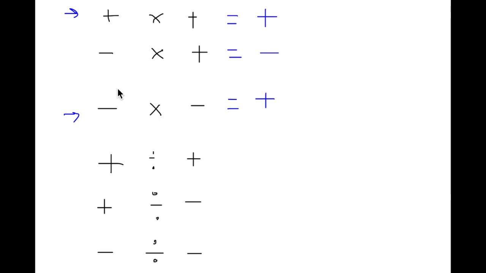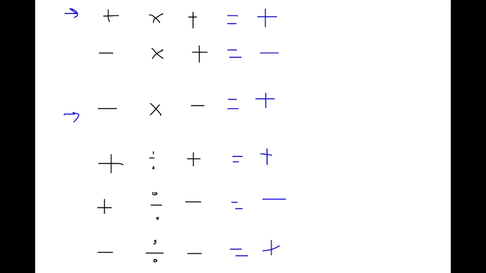And we have very similar rules for dividing. So if it's positive divided by positive, it's going to be positive. They're both the same. If it's different, if we have positive divided by negative, it's going to be a negative number. And last but not least, if we have negative divided by negative, they're both the same, so we get a positive answer.